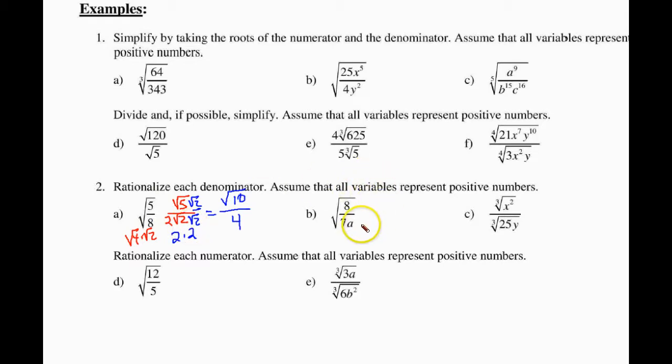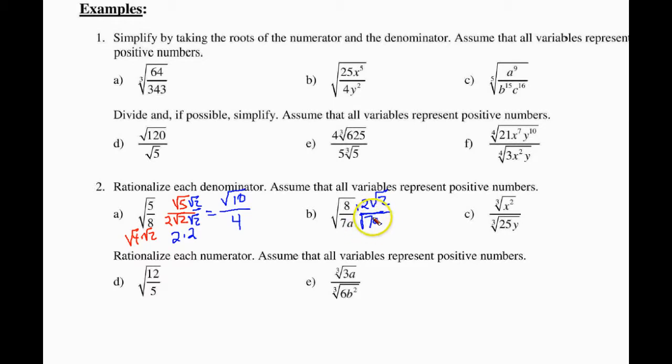So what do we need to do here? Now keep in mind, 8 we can write this way, 2 the square root of 2. That's what this 8 is. It was 4 times 2. We took the square root of 4, got 2. But our denominator now is 7a, and all of this is under the radical here.